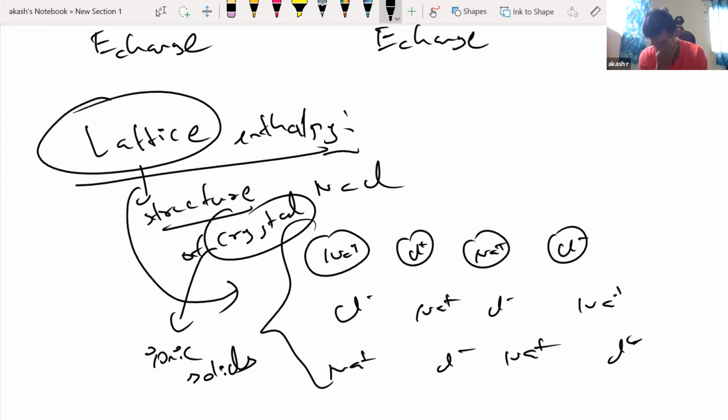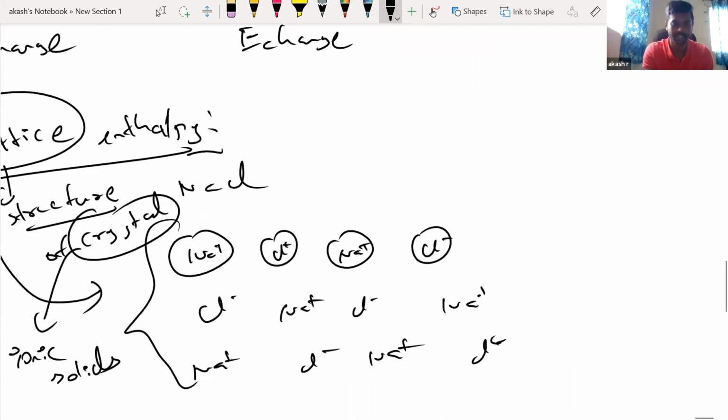Okay, crystal lattice is formed. When you're going to make the crystal structure, the entire lattice, obviously some amount of energy will be released or some amount of energy will be spent, depending on what kind of crystal you're talking about. That energy change is what is called your lattice enthalpy. All right. Okay, so that is about the lattice enthalpy.